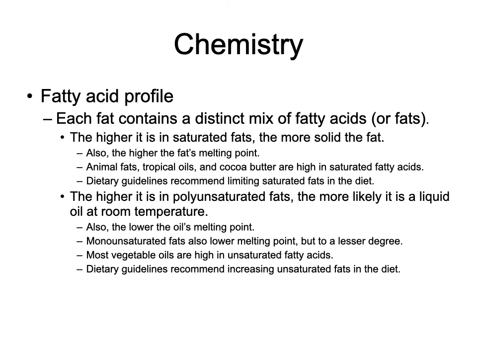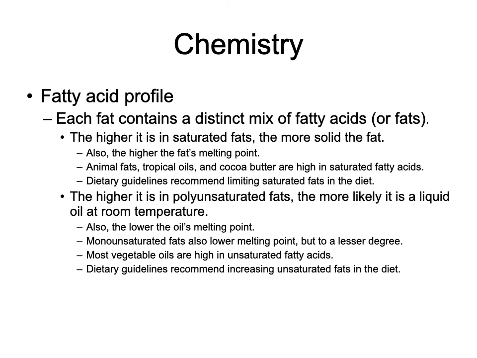So the fatty acid profile. Each fat contains a distinct mix of fatty acids. The higher it is in saturated fats, the more solid the fat is, and it also means that it has a higher melting point. So shortening, for example, has a much higher melting point than butter. Butter has a melting point of about 88 degrees Fahrenheit. Shortening is about 100 to 105 degrees Fahrenheit.